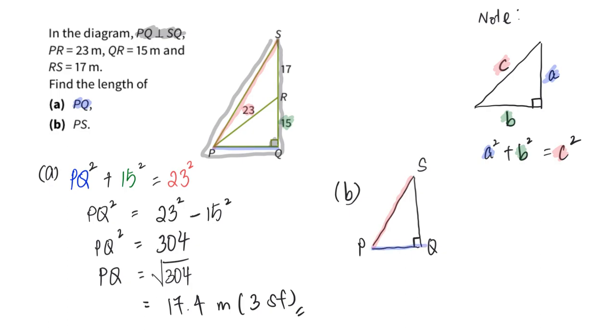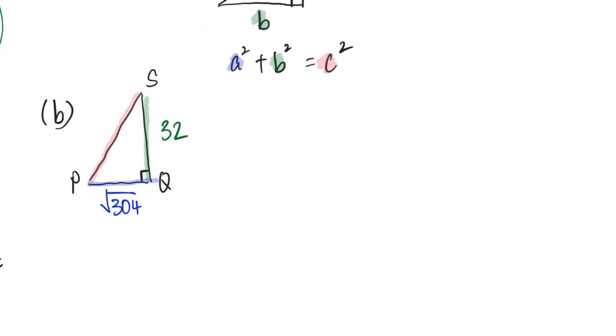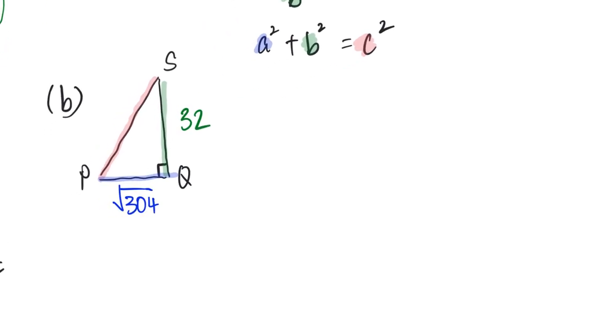So my PQ previously is 17.4, but notice I don't use 17.4, rather I use square root 304 as that is a more accurate answer. And do take note, this one 17 plus 15 is 32. And once I set this up, I will then be able to just simply focus on this triangle and solve for PS.